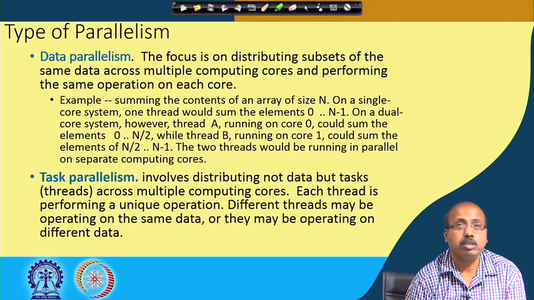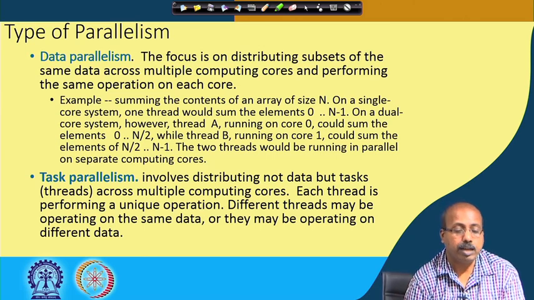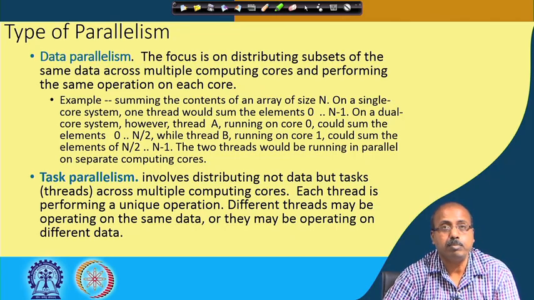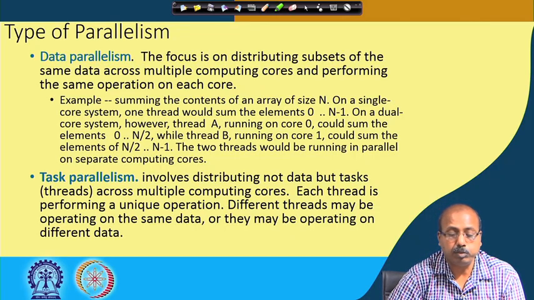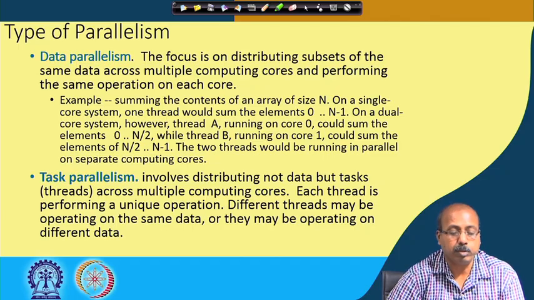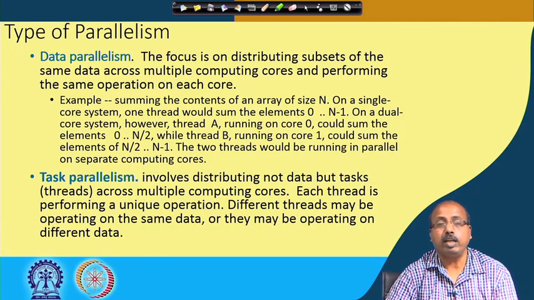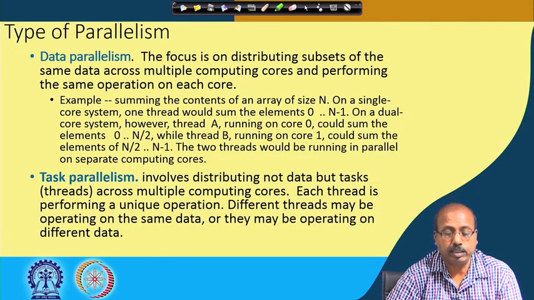Next, looking into the types of parallelism that we have. We can have data parallelism. In data parallelism, the focus is on distributing subsets of the same data across multiple computing cores and performing the same operation on each core. So the data has to be distributed, and the same operation will be done on the different data.